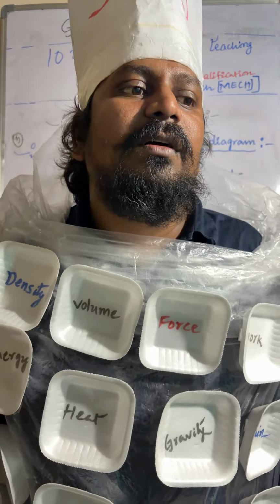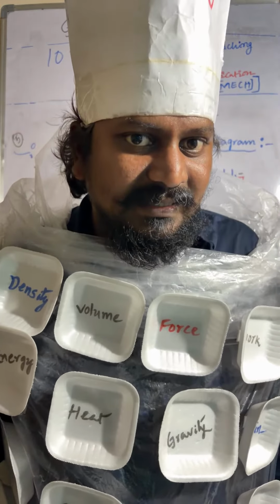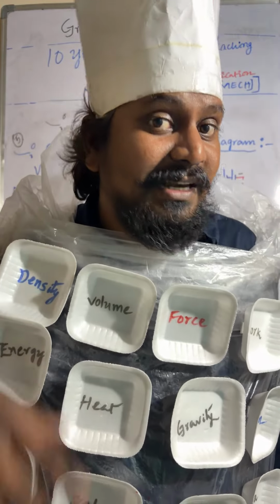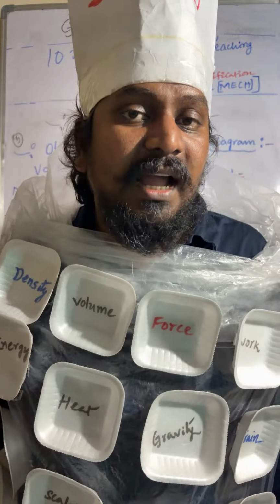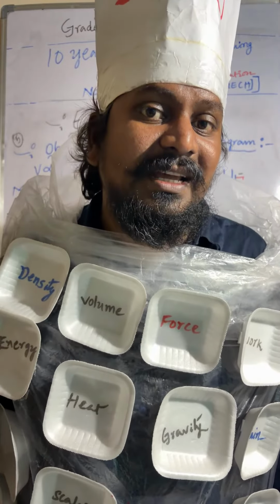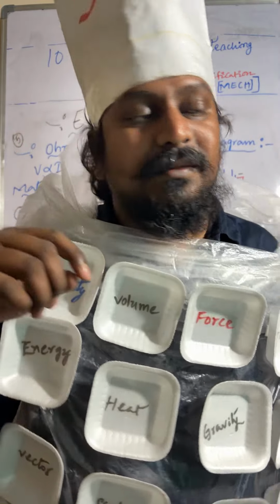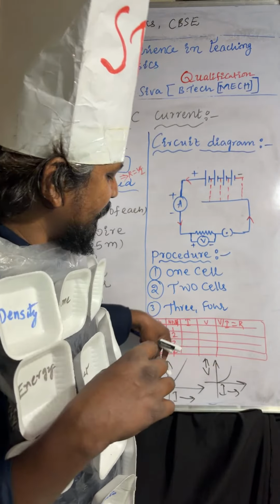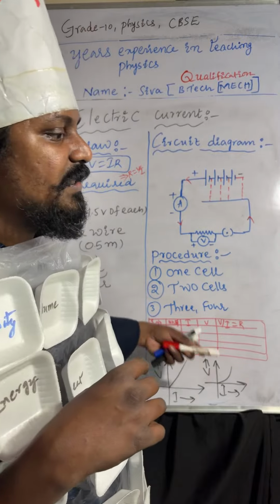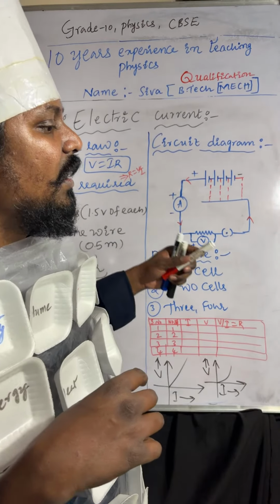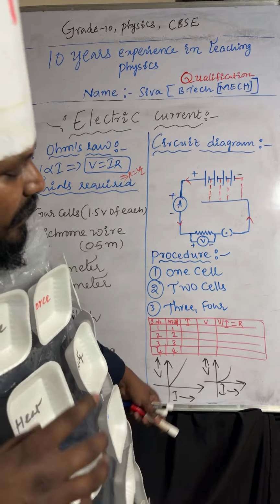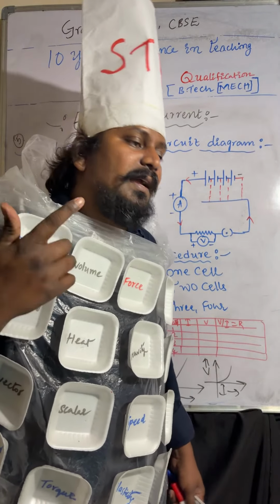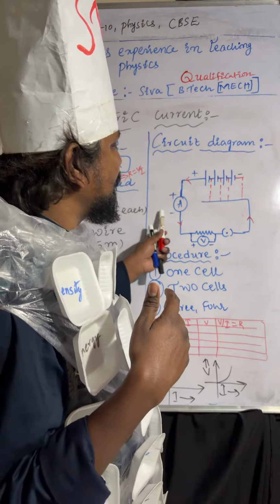So how will you get this graph? Draw the circuit diagram to obtain this graph. They are asking for the circuit diagram. The VI graph is a straight line starting from the origin. How will it be obtained? And one more thing, draw the circuit diagram to obtain this graph. So you have to draw this circuit diagram.